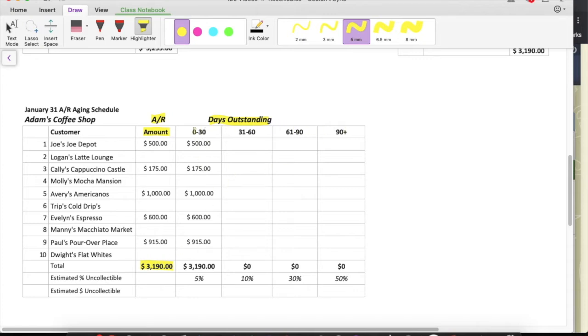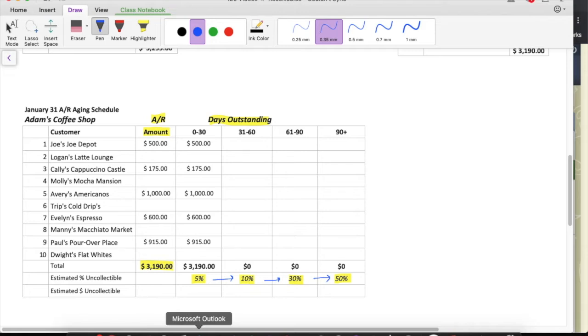Okay? And then for each category of age that I have, and companies can make these categories whatever they want to, I'm going to have a percentage that I believe I will not collect from the stuff in each category. Now, what do we see about the percentages as you go from left to right? As we go from shorter amounts of time owed to us to longer amounts of time owed to us, right? What happens to these percentages? Well, they're going to go up.